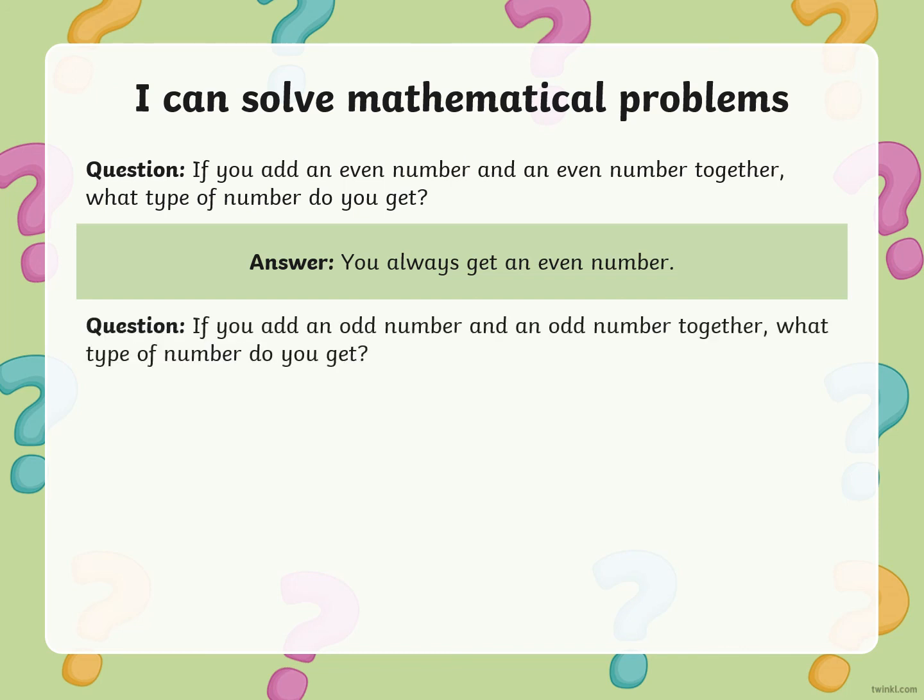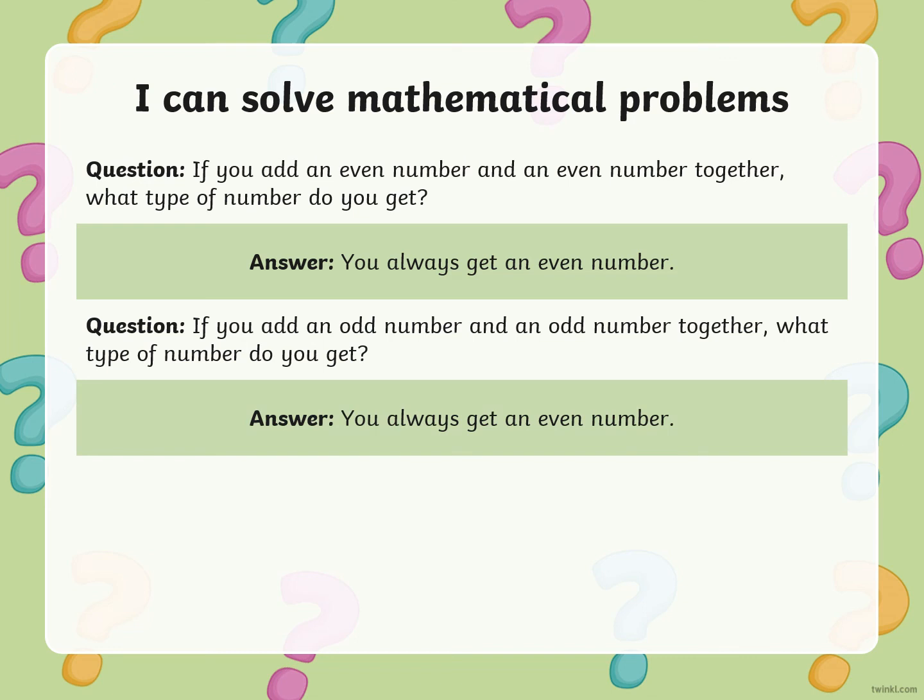Question 2. If you add an odd number and an odd number, what do you get? So this time, two odd numbers together. Pause the video again and come back when you have your answer. You will always get an even number. So two odd numbers make an even number.